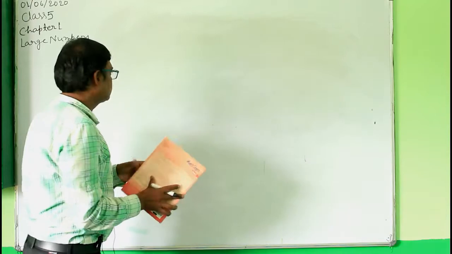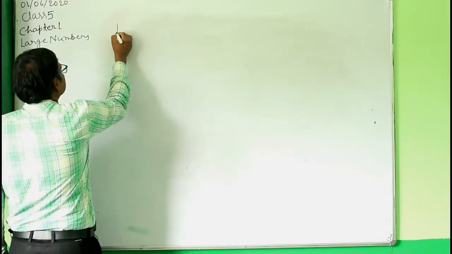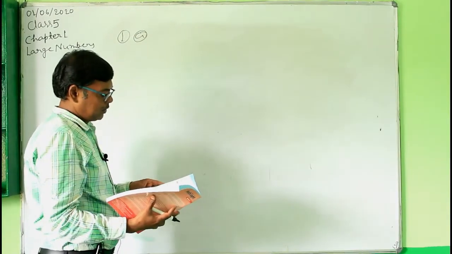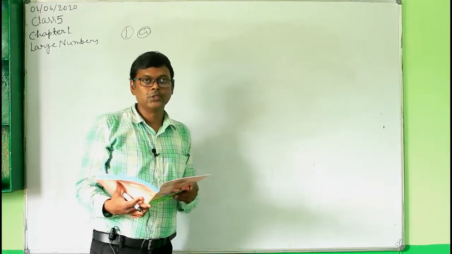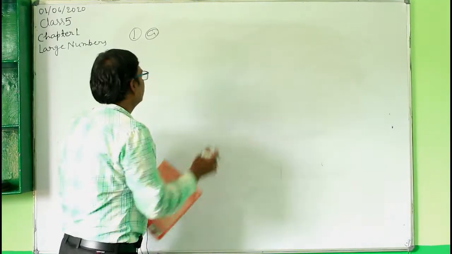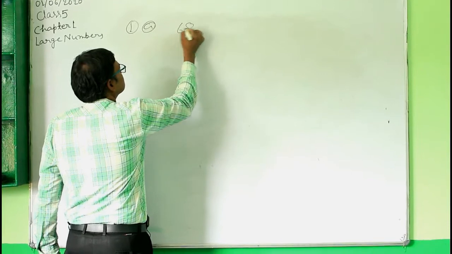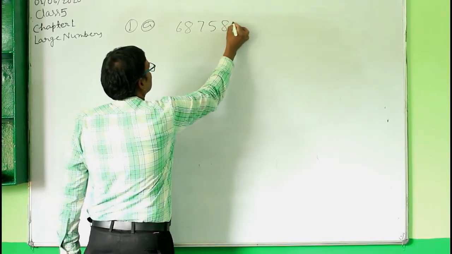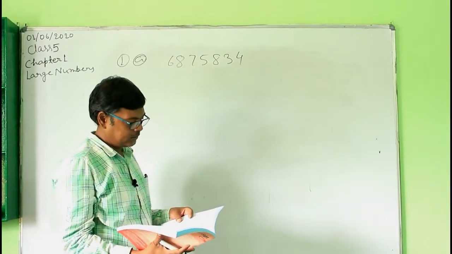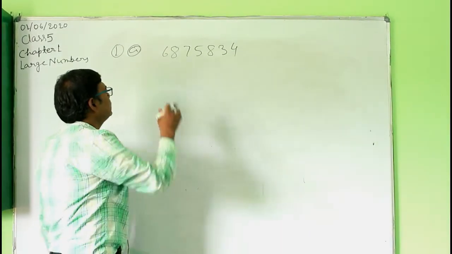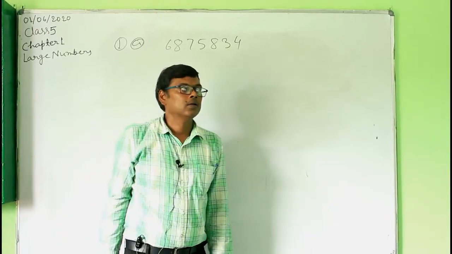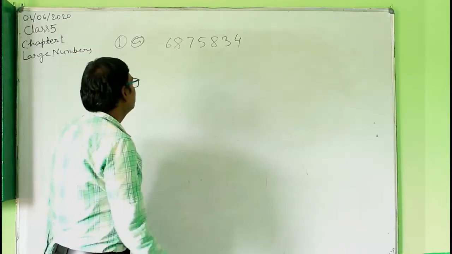Okay, so first question is: separate the periods of the following using commas. So first number is 6, 8, 7, 5, 8, 3, 4. So we have to separate using commas here. 6, 8, 7, 5. Now see here that because we are writing this in the Indian system of numeration. So this is the number.